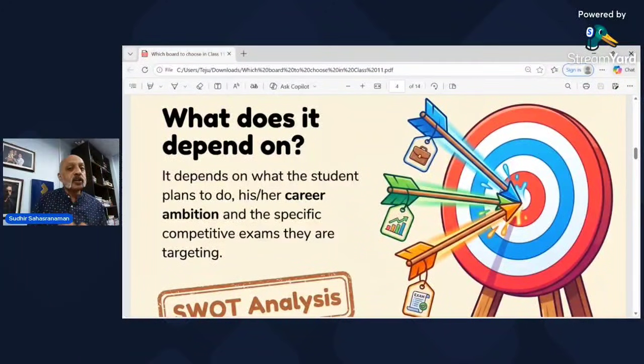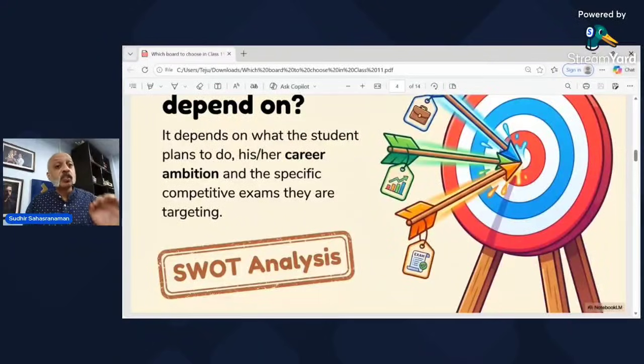So what does this particular decision depend on? It depends on the career ambition. What does the child really want to do in his or her life? And the specific competitive examination. For example, if I want to pursue law, I will be writing CLAT. Now, which board will help me write CLAT better? If I want to do engineering or medicine, I will be writing the JEE or NEET. Which board is better? Or I want to go to the humanities side. What is better? Or I want to do CA. Which board is better? You need to be aware of this, and your decision pretty much will depend on which competitive examination you are planning to aim at.